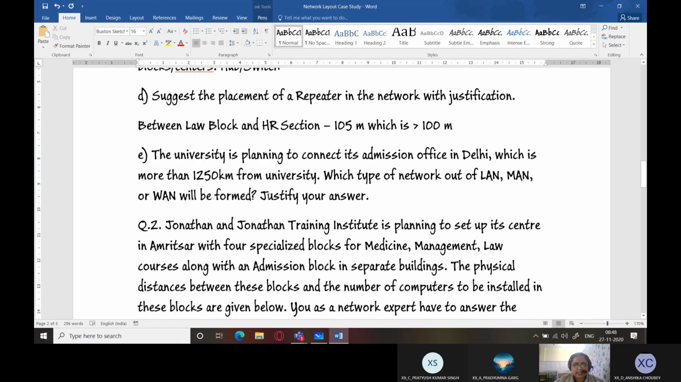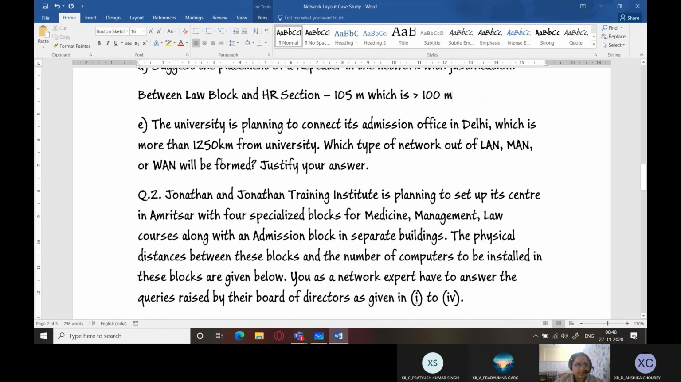University is planning to connect its admission office in Delhi, which is more than 1250 kilometers from the university. Which type of network out of LAN, MAN or WAN will be formed? Very easy, because you can see the distance is very large, 1250 kilometers from Naya Raipur to Delhi. That would definitely be WAN, wide area network, and you have to give the reason also for that, because it is even exceeding the limits of a city, so it comes within WAN.